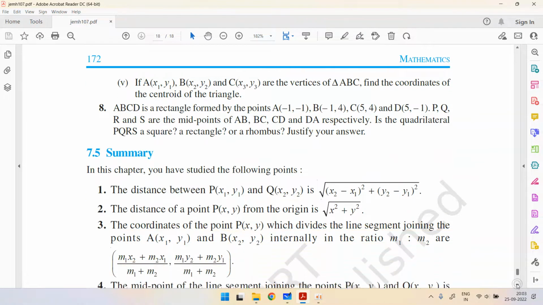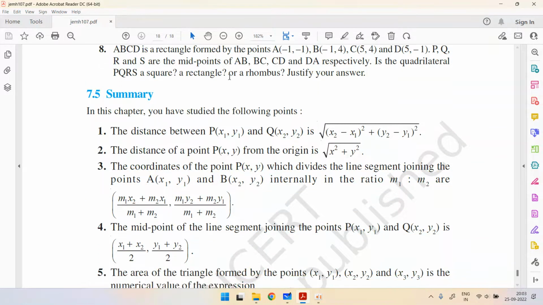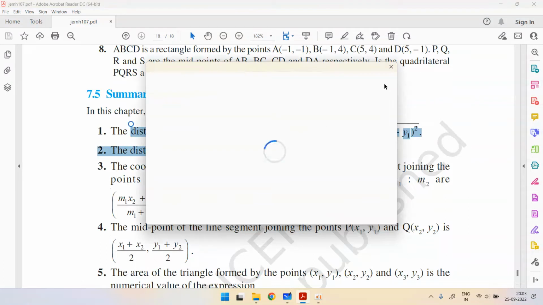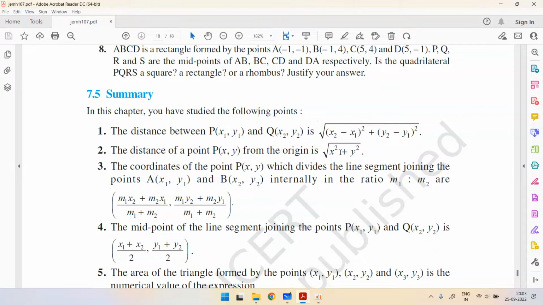Now quickly brush up the summary. This is the formula you already know: PQ with x1 y1 and x2 y2 is equal to the square root of x2 minus x1 whole square plus y2 minus y1 whole square. If one of the points is taken to be 0, 0, this will ultimately be equal to the square root of x square plus y square, which gives the distance of the point from the origin.